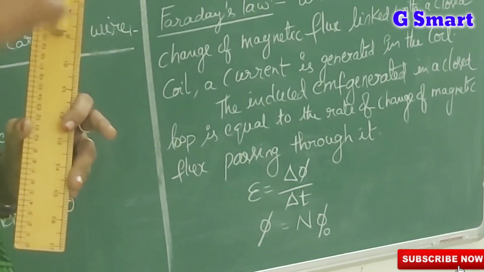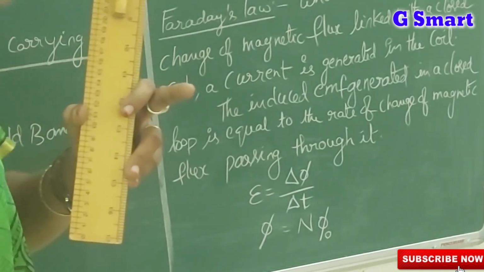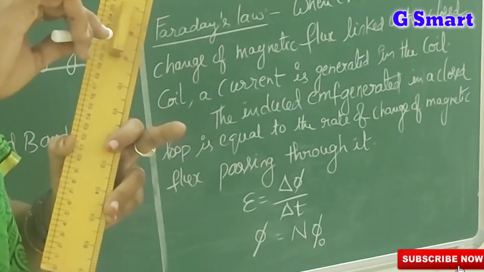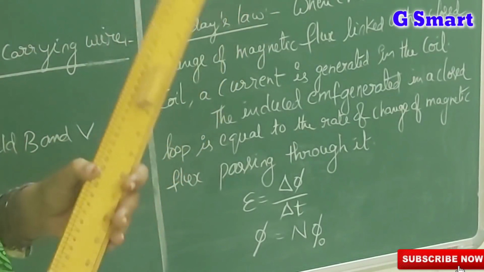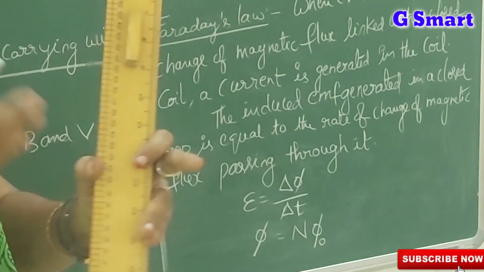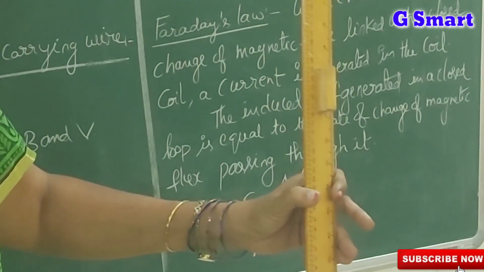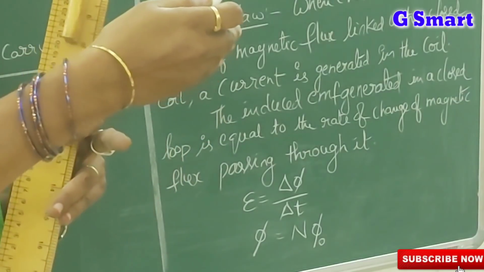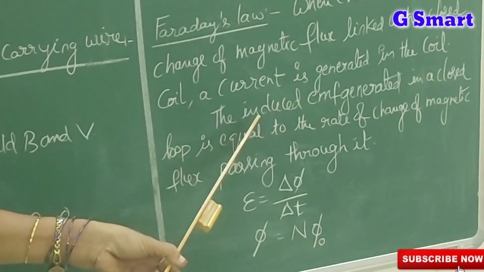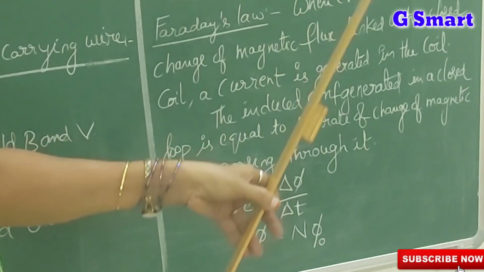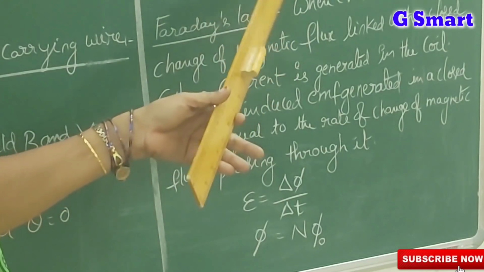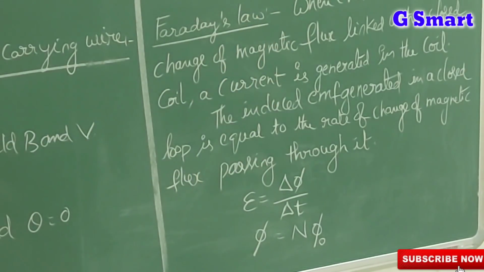When current passes through the coil, it creates a magnetic field. If you again bring a bar magnet near it, they are in opposite directions. Suppose they both create north poles, or the same poles: like poles repel each other, so it moves backward. Unlike poles attract, so it moves forward. Due to the change in the flux, the current is generated. That current is called induced current. The EMF generated is called induced EMF.